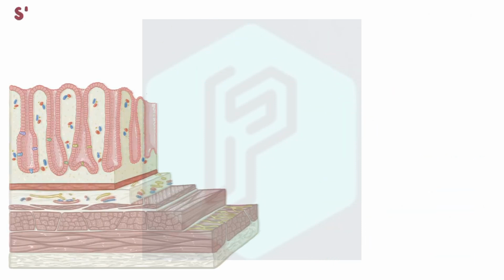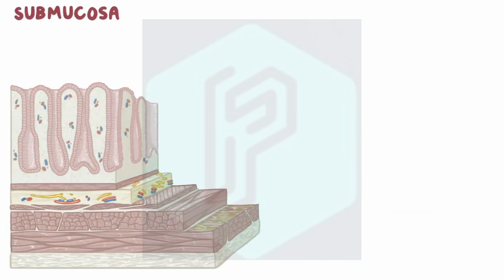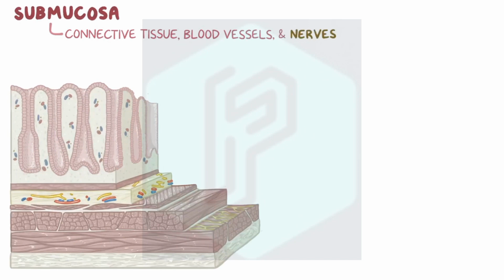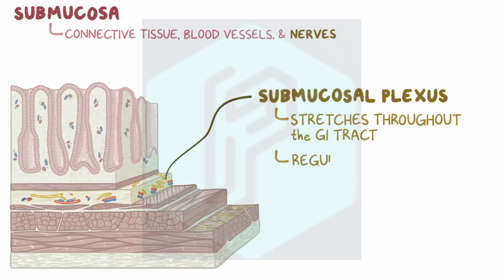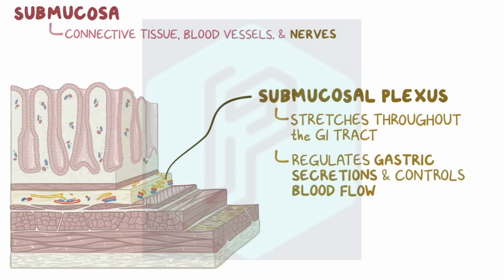The next layer is the submucosa, and is mainly made up of connective tissue, blood vessels, and nerves, which supply the mucosa. The nerves in the submucosa branch out and connect with one another, forming the submucosal plexus of nerves, which actually stretch throughout the gastrointestinal tract. In the stomach, the submucosal plexus regulates gastric secretions of various glands and controls blood flow to the stomach.